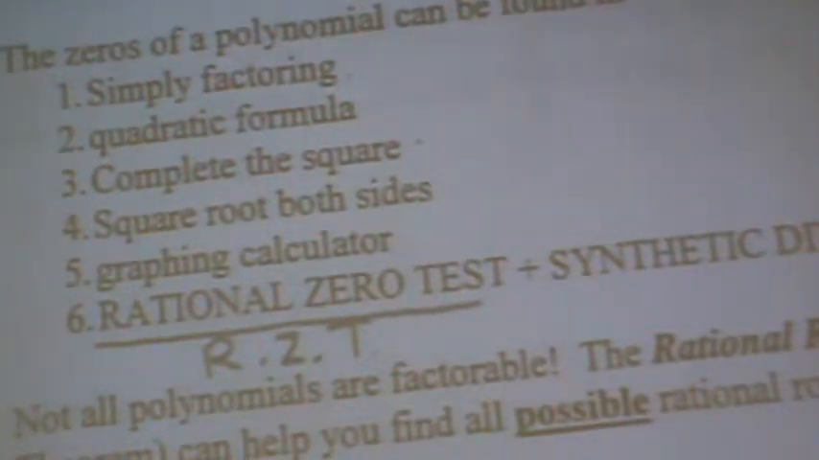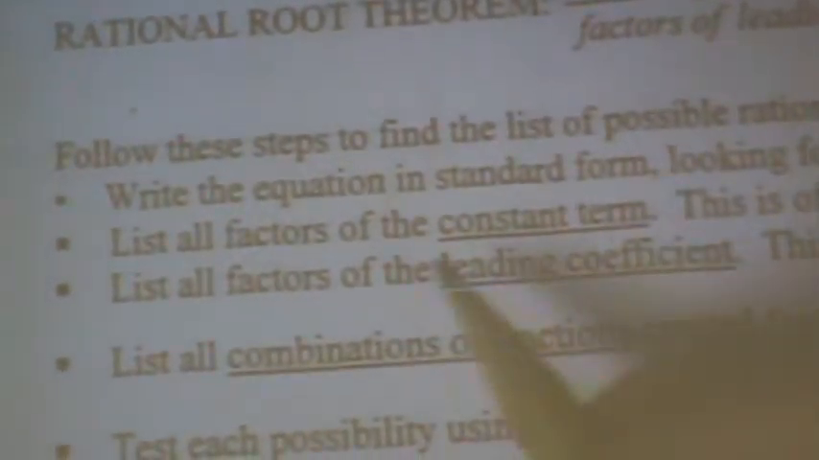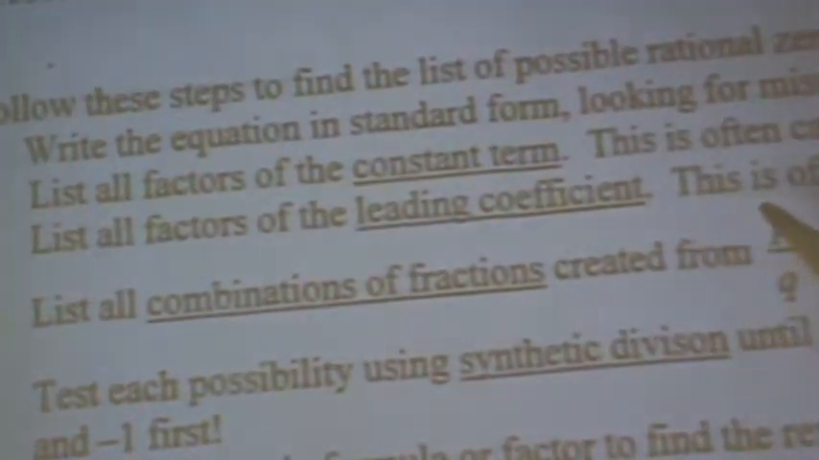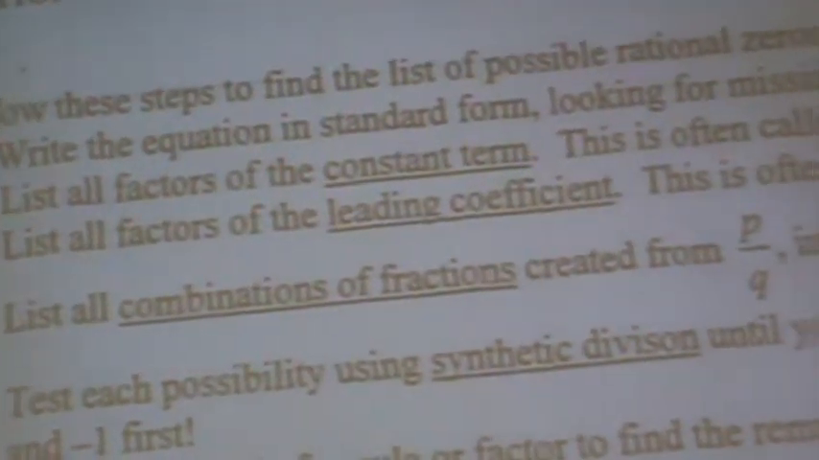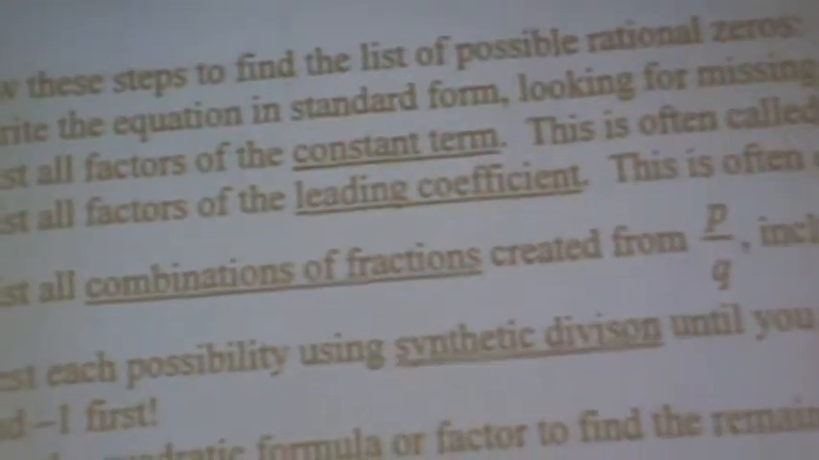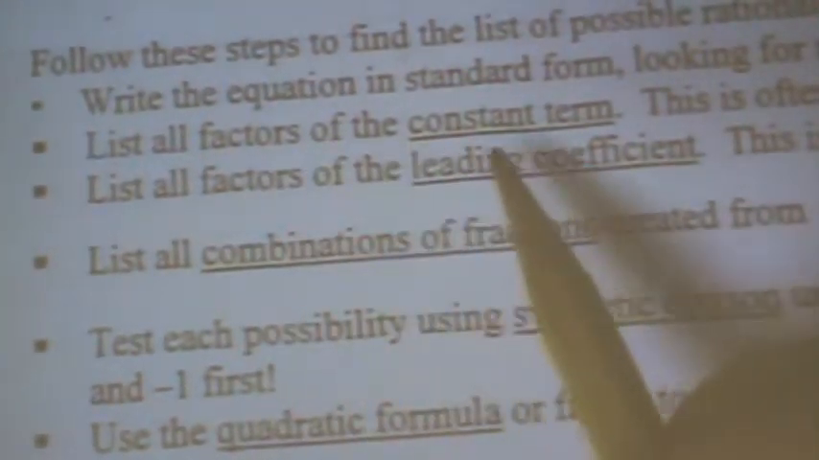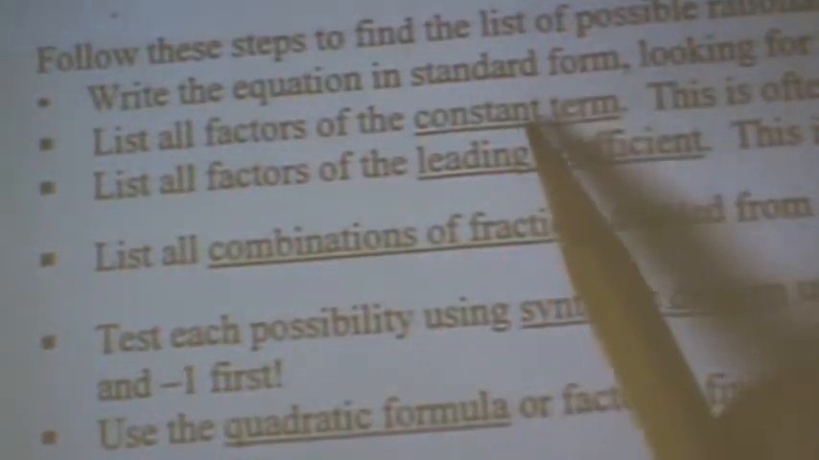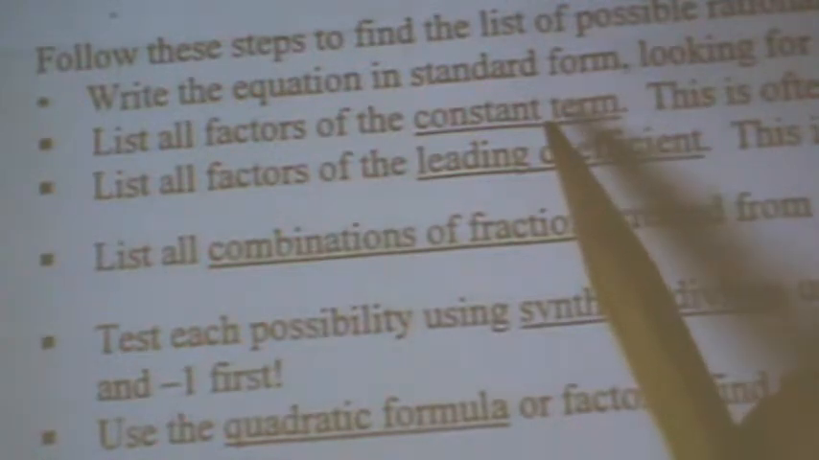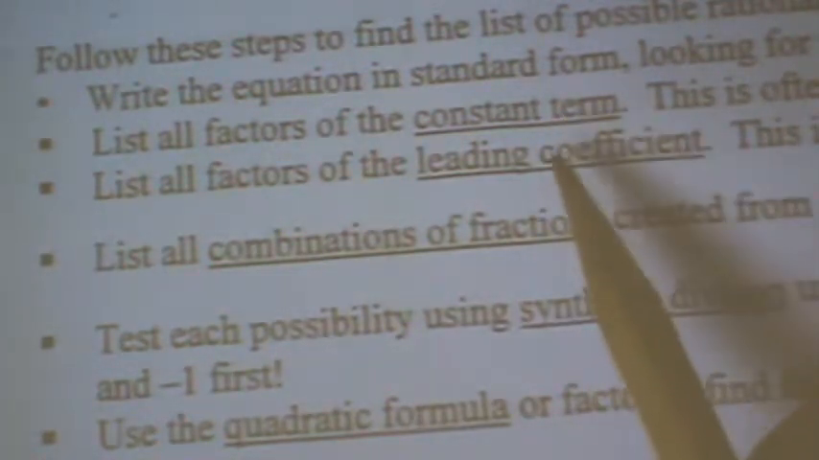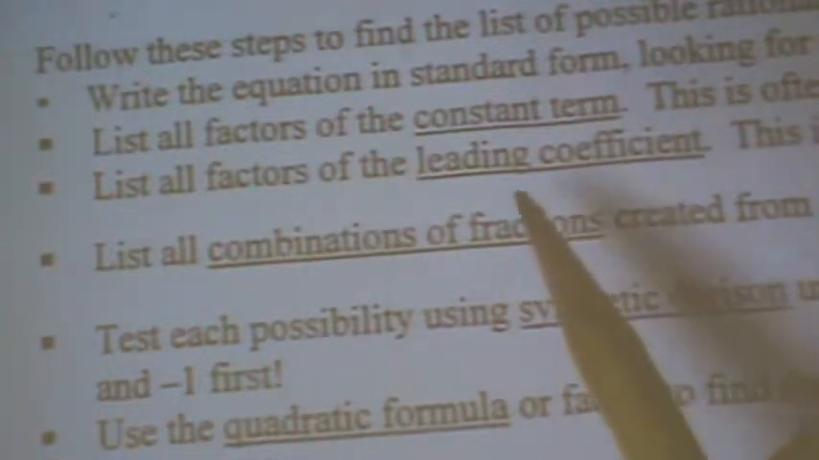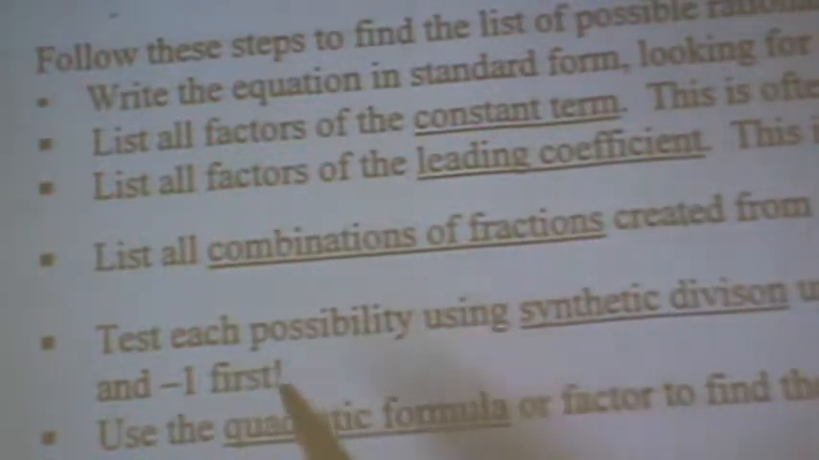So the first thing you're going to do is make sure that your polynomial is in standard form. Look for any missing terms, because you want to put a zero there. You need to be able to figure out what the constant and the leading coefficient are. The constant term is the number that does not have a variable. That's important, and you need your leading coefficient. That's the number in front of the biggest power term.